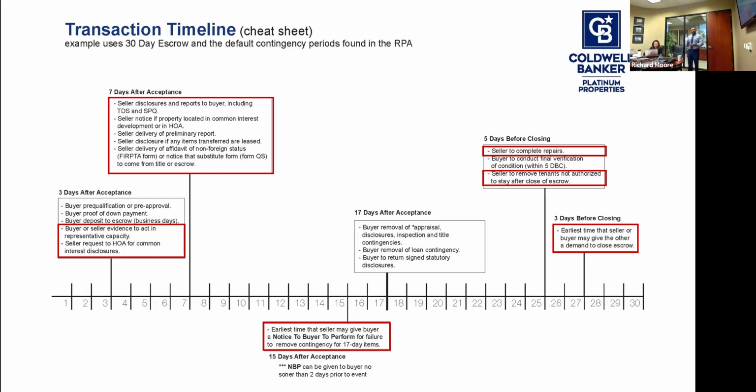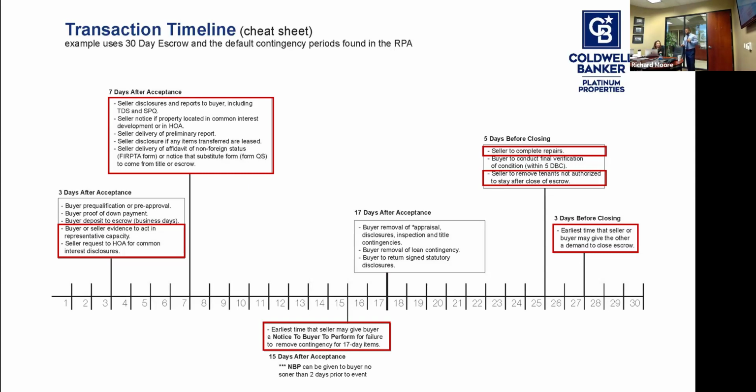Now, from the seller side, the next date that you're looking at is the 17 days, right? Because you want the buyers to remove their contingencies on the 17th day. So one thing that you can do is send out a notice to buyer to perform on day 15. This can only be done 2 days prior to the performance date. The performance date is the 17th day.